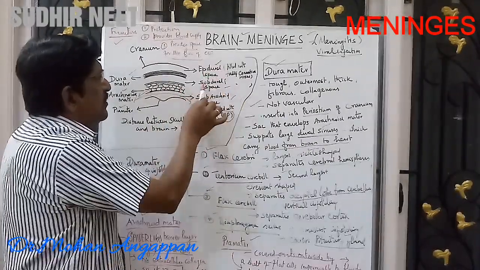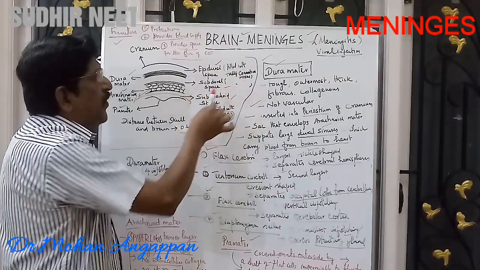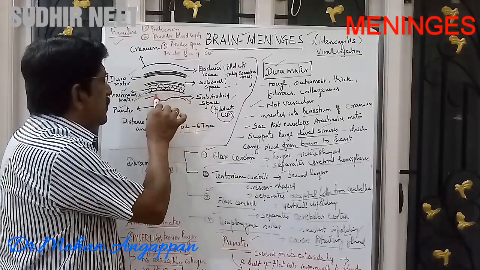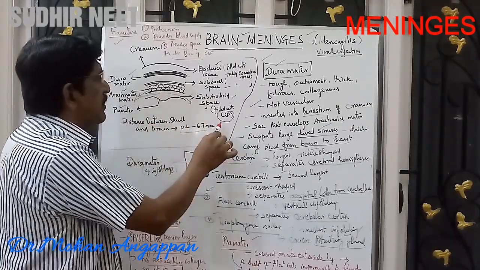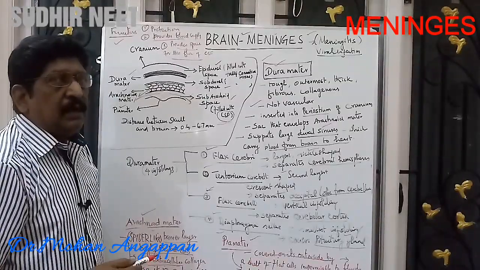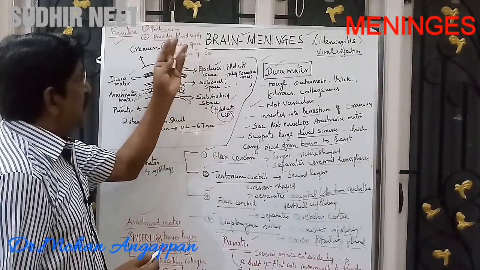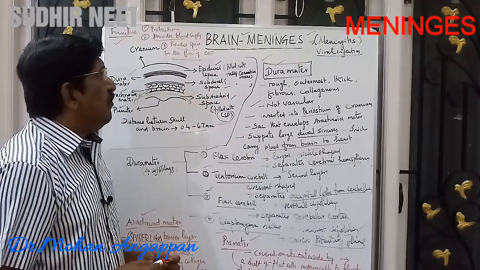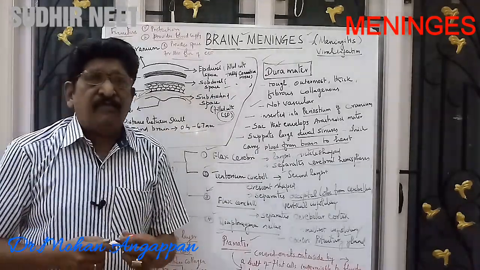The epidural space and subdural space are filled with fatty connective tissue, whereas the subarachnoid space is filled with cerebrospinal fluid. So the functions I told you: protection, providing blood supply, and providing space for the flow of cerebrospinal fluid.